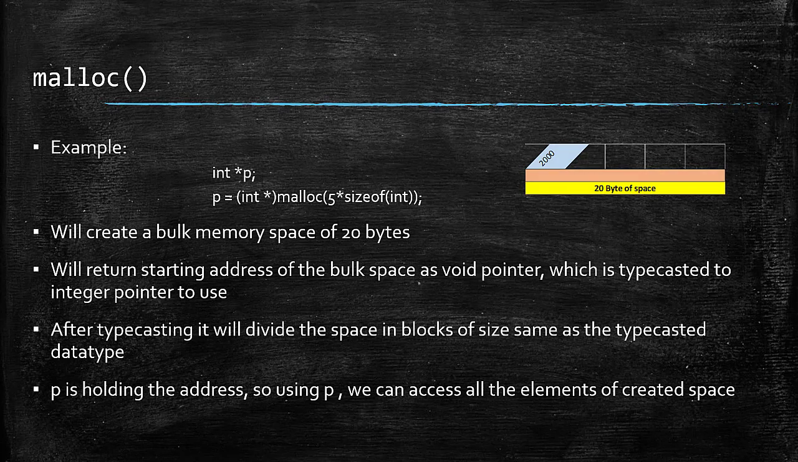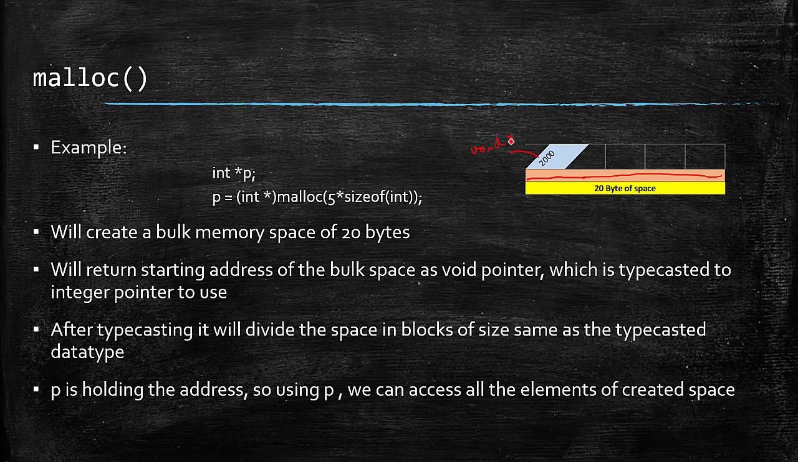So here you can see that we have an integer type of pointer, and instead of creating the space using calloc, here we are creating the space using malloc. Now the malloc function will take only one input argument, and as it is creating the space in bulk, it will be the size of the total space. Here we are mentioning 5 into size of integer, as our integer is of 4 bytes, so it will create a total space of 20 bytes, and it will return the starting address of the bulk space. So let us take that the starting address of the bulk space is 2000. So it will return 2000 as a void pointer.